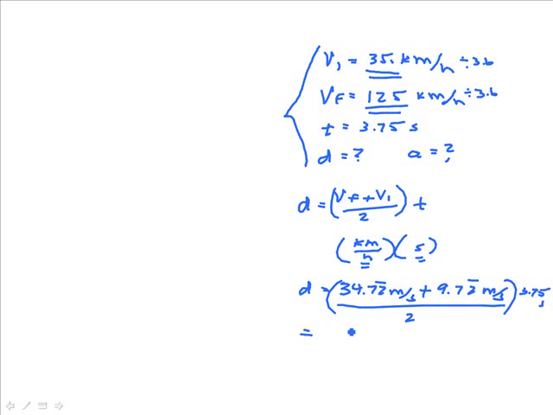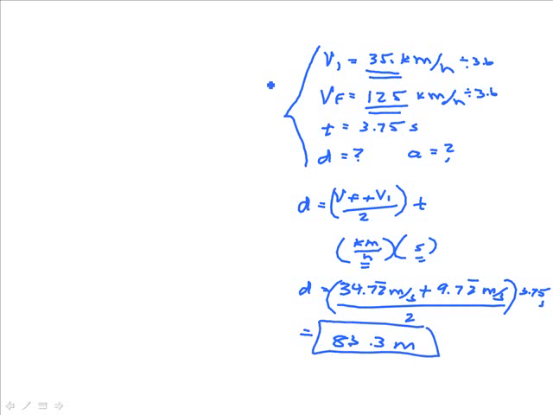34.72 plus 9.72, and then divide that by 2, and then times 3.75, and we get 83.3 meters. All right, so it took 83.3 meters for that motorcycle to move from 35 kilometers per hour to 125. Now, what was the acceleration?